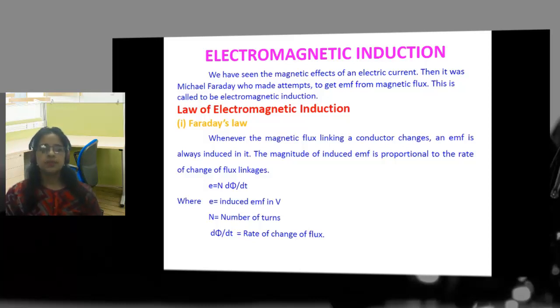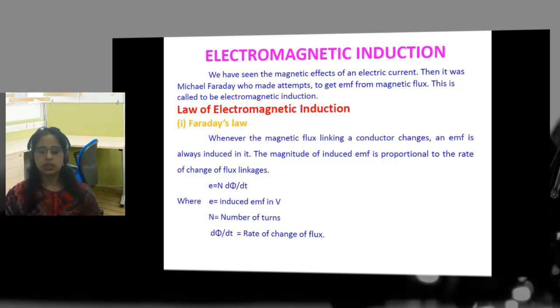So let us discuss. We have studied the magnetic effects of electric current. Then it was Michael Faraday who made an attempt to get EMF from magnetic flux. This is called electromagnetic induction. Now I will tell you what happens. Michael Faraday discovered this property of electromagnetic induction, and he formulated one law which is known as Faraday's law.